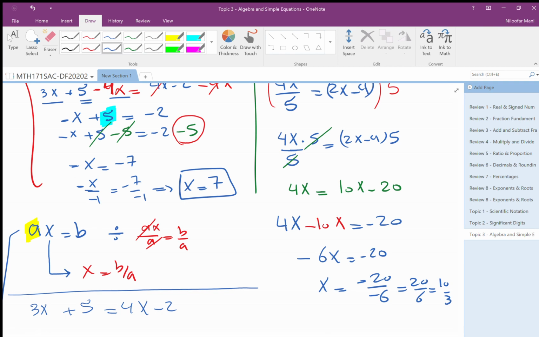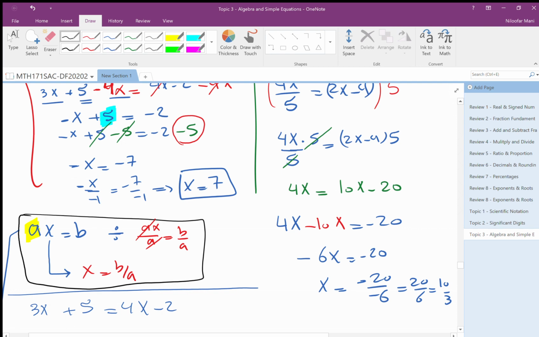After that, whatever has x goes on one side, whatever doesn't goes on the other side. If I don't move it, I don't touch it. If I move it, I change the sign: positive to negative, negative to positive. Then I simplify again. I reach this part.